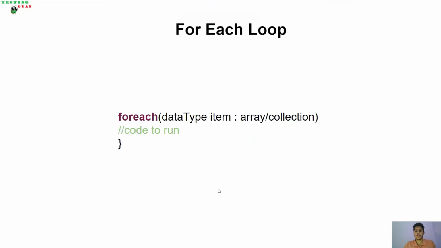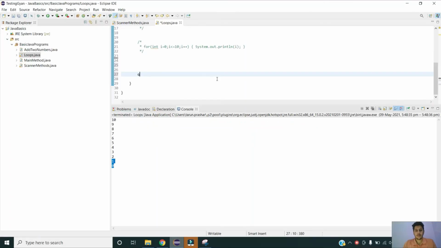Now let us see the implementation of for each loop in the Eclipse IDE. I have again opened my Eclipse IDE. So first I will declare an array. Don't worry about what an array is for now. Array is another data structure in Java which stores elements of the same data type in contiguous memory locations. Basically, we will discuss it in more detail in our coming videos.